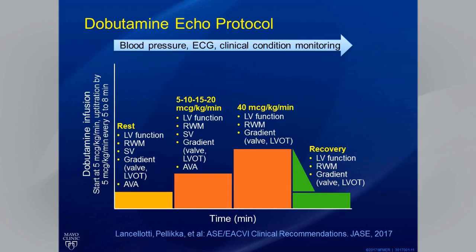So our report should include the protocol that was used and the heart rate and blood pressure responses. It also needs to include the dose of dobutamine, atropine if it was used, and then the changes in our parameters, whatever we're measuring, whatever the subject of interest is, such as the valve area and left ventricular outflow tract velocity and time velocity integral.